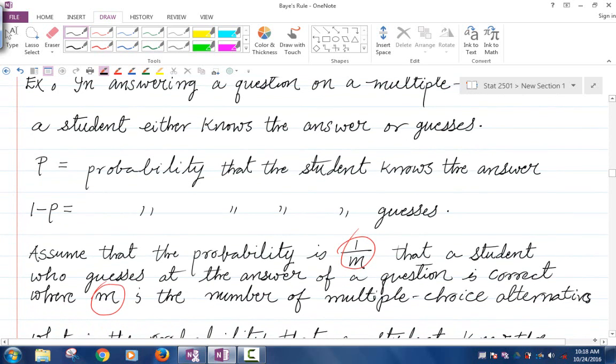Assume that the probability is 1 over m that a student who guesses at the answer of a question is correct, where m is the number of multiple choice alternatives. So if you have a question with m alternative answers, then the probability that a student who guesses at the answer of a question is correct is 1 over m. Okay.